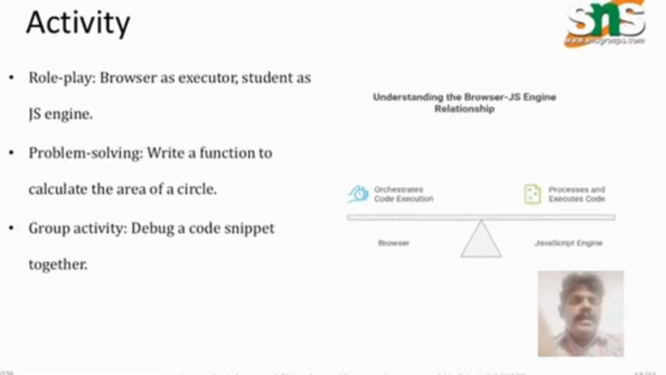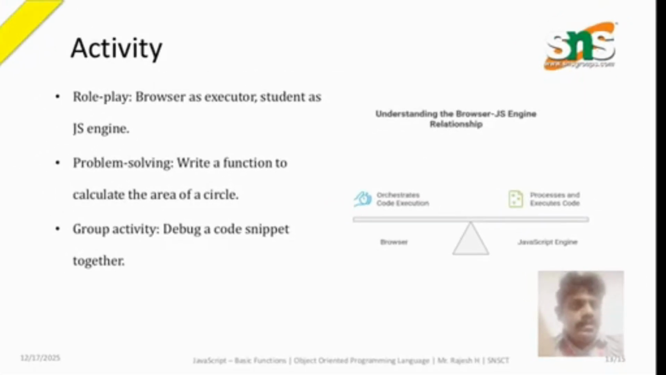Here is the activity: you have to take the role play of a browser as executor, and you students act like a JavaScript engine and solve the problem. Write a function to calculate the area of a circle. The group activity is for you to debug a particular code snippet which is being shared with you.